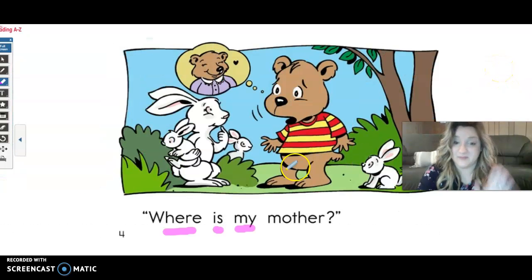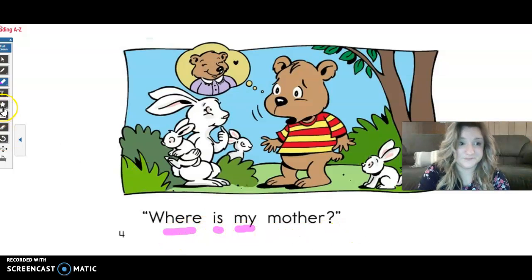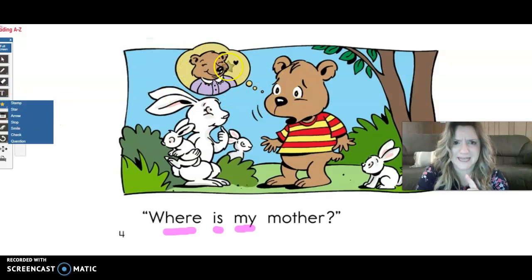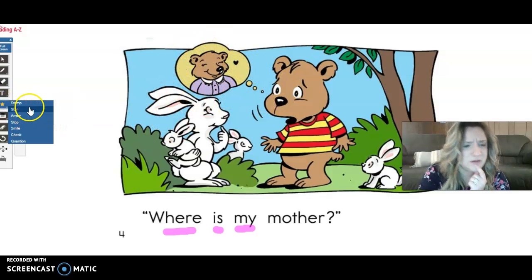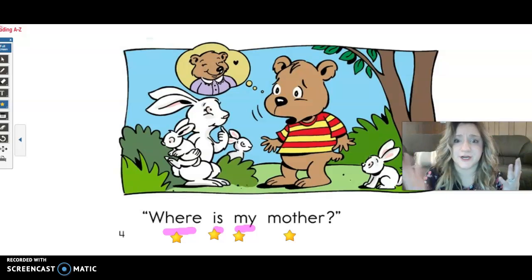Try this one. Now take a look at those words. Think about, what is that character thinking? Who is he thinking about? You should sound something like this. Ready? Where is my mother? Right? Because he's so scared. I sound so scared. Where is my mother? Where is my mother? Try the next one.